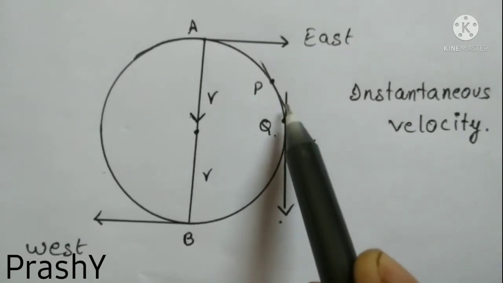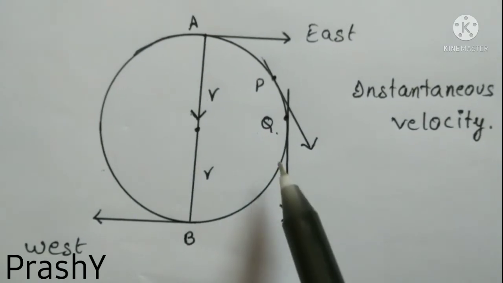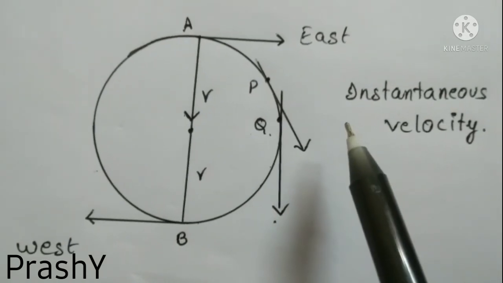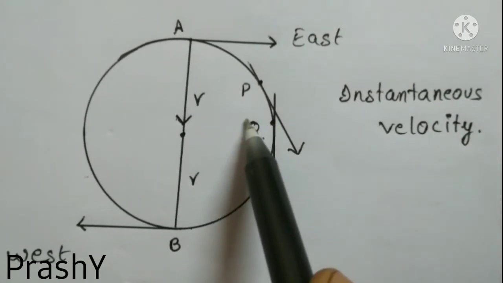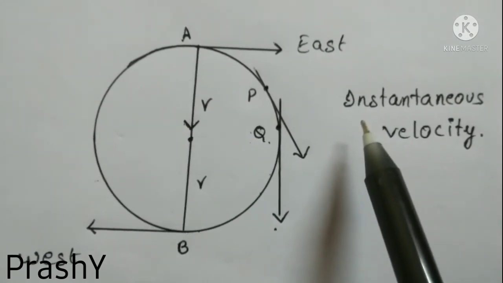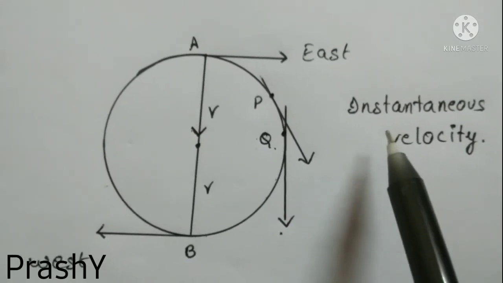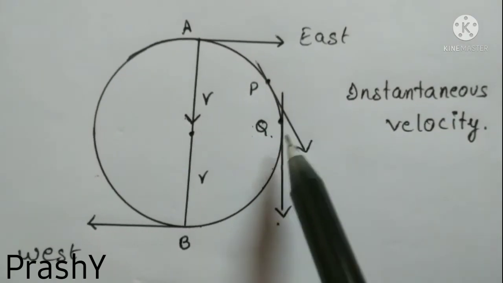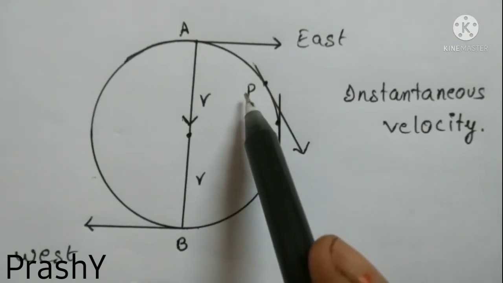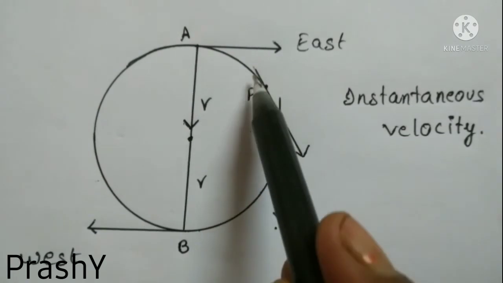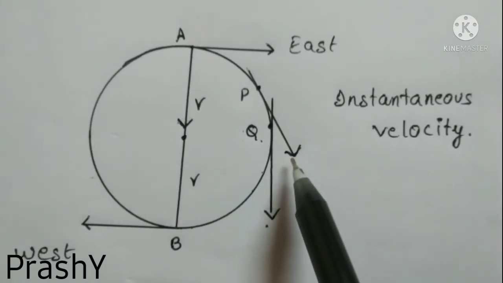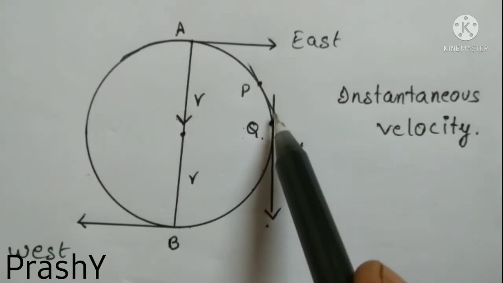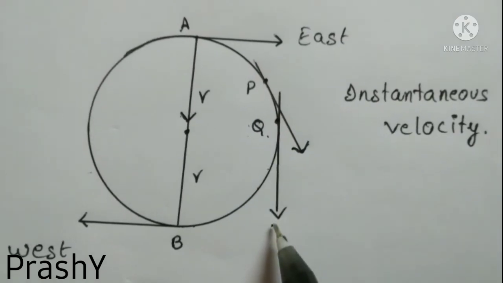This is the instantaneous velocity, that means the direction of velocity is changing continuously from every point. At every point the direction of velocity is changing. So the velocity at a particular instant is called instantaneous velocity. That means the instantaneous velocity direction will be given by the tangent drawn at this point. If I want the instantaneous velocity at point P, I have to draw a tangent at this point, and the direction of this tangent gives me the direction of velocity. Now at point Q, the direction of velocity is given by the direction of the tangent drawn at that point.